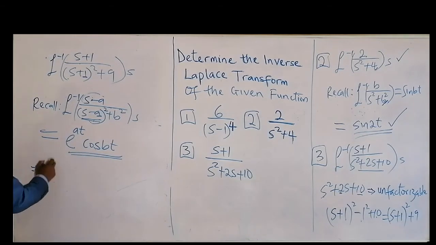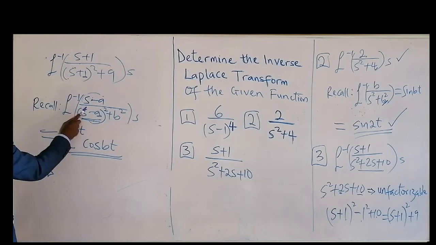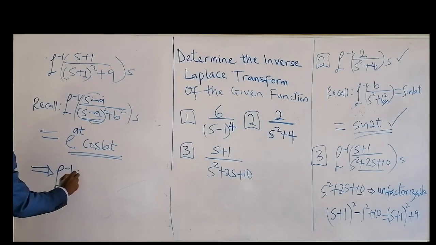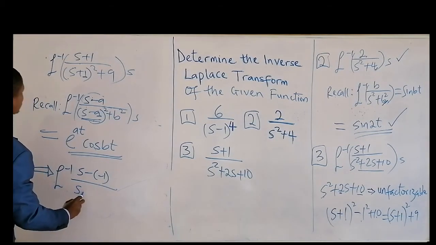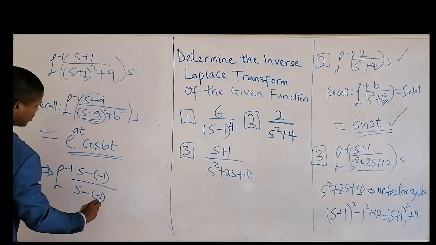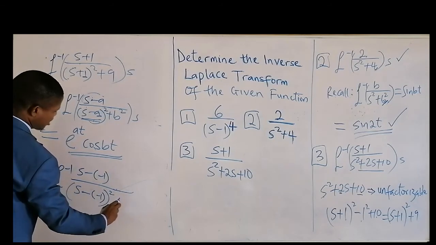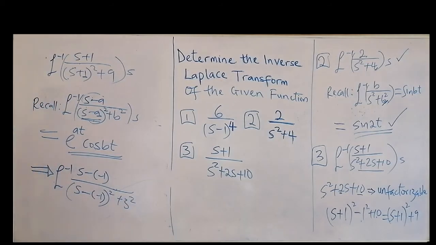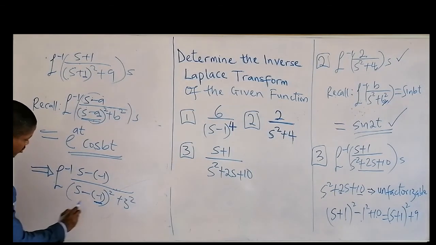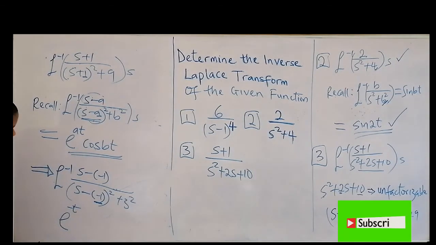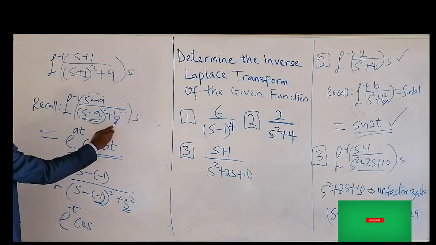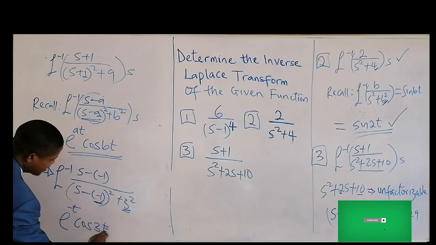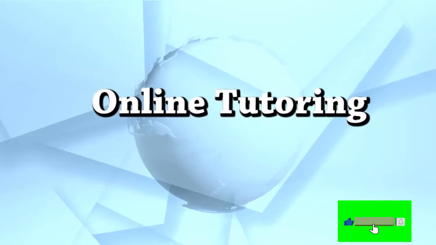So this will be equal to, let's write this question in this form. That will be the inverse Laplace of (x plus 1) all over (x plus 1) squared plus 3 squared. And that will be equal to exponential; your a is minus 1, so that will be minus t. And then cos; you can see 3 squared, this is b squared, and that will be 3t. So that is that.